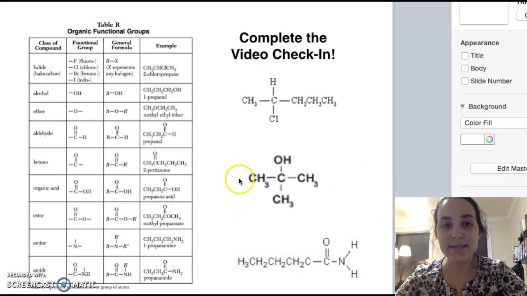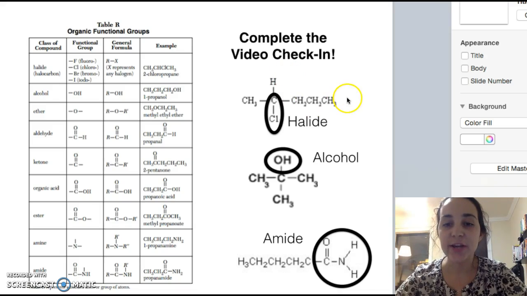Now that we've gone through this demo on how to use Table R, you're going to practice using it with the video check-in. Make sure to fill this out on your worksheet. You need to highlight or circle the functional group and then name the class of the compound. Pause the video now to practice that.